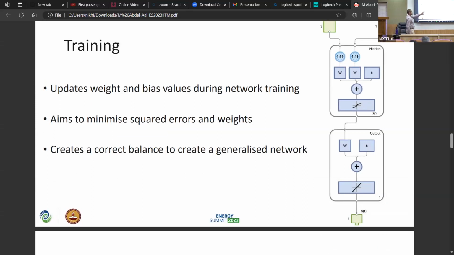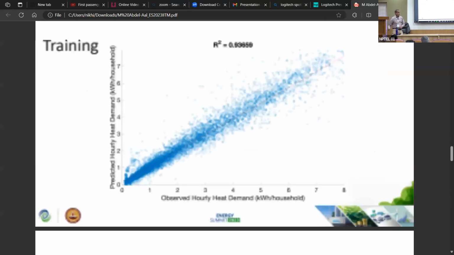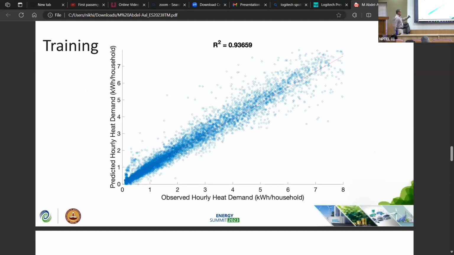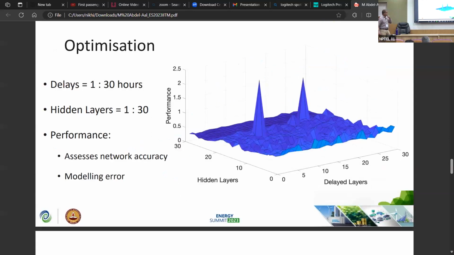I trained the model on that basis. This is the training diagram. You have 3 inputs and 1 output. The 3 inputs being day, month, and hour, and the output is how many kilowatt hours is used every hour. You can see the training results, and you got 0.93 or 0.94 for R squared, which I think is quite good for such data where you don't know the location.